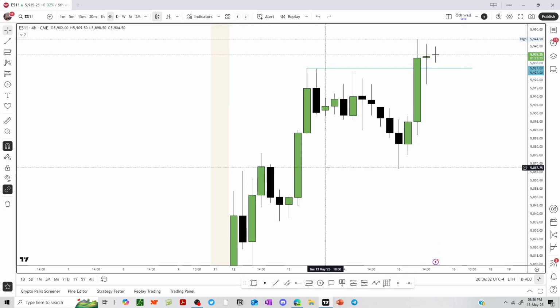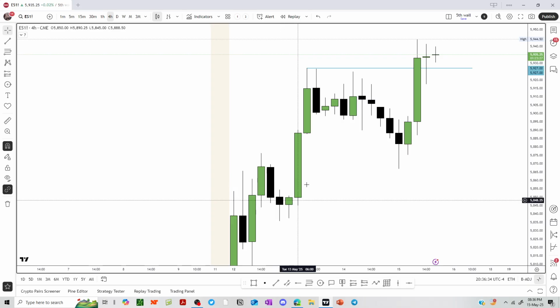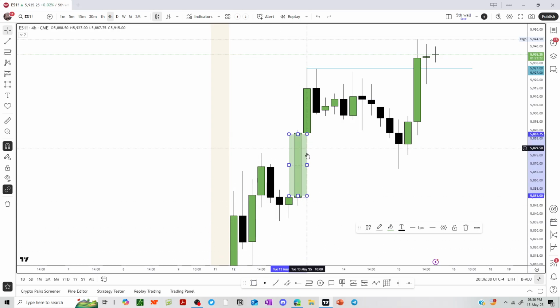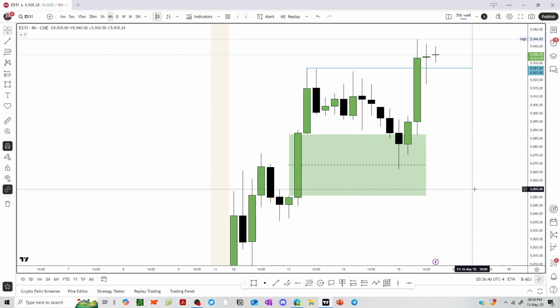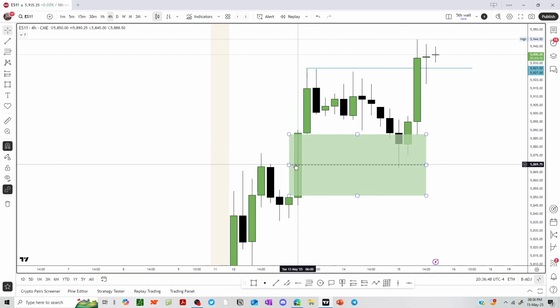Another PD array here, which makes this a high probability trade setup, is this fair value gap, and you can see price respected consequent encroachment here. And again, the bodies tell the story and the wicks do the damage.